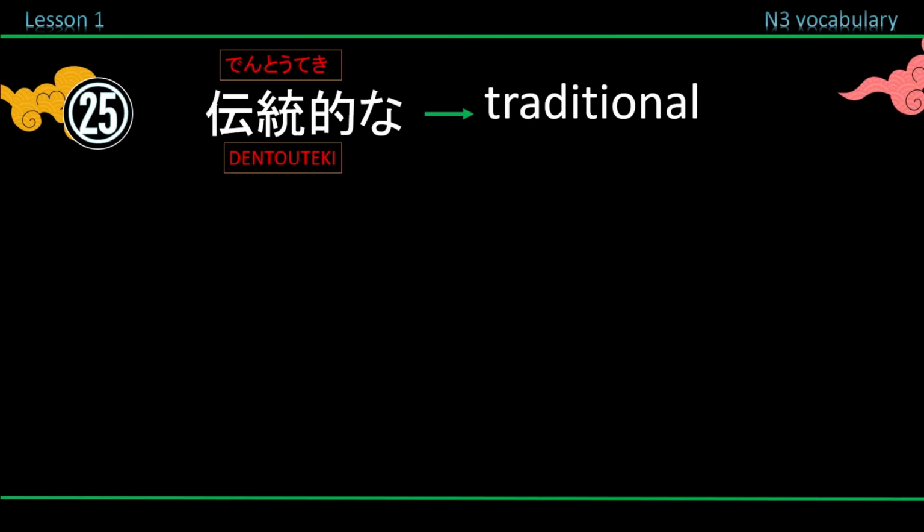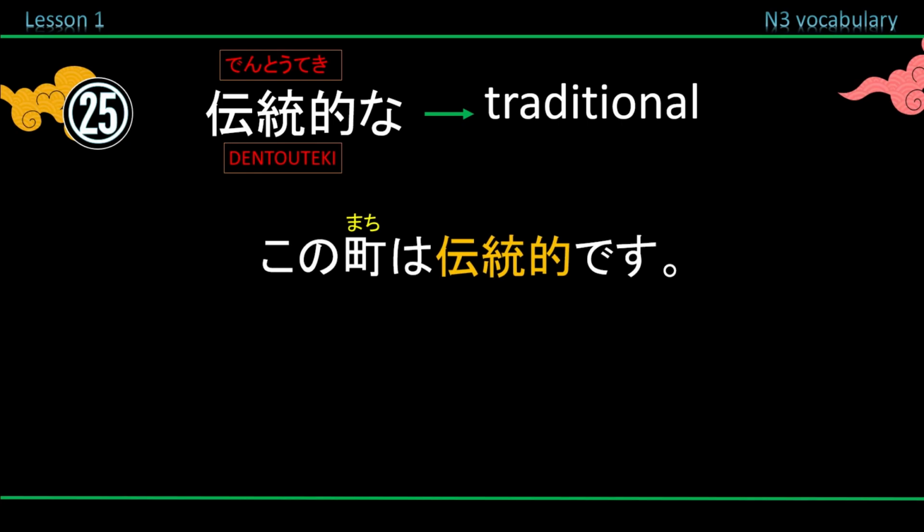Next is dento tekina. It means traditional. You can use it in sentences like Kono machi wa dento teki desu. This means this town is traditional. You can also use expressions like dento tekina mono for traditional things and dento tekina bunka for traditional culture.